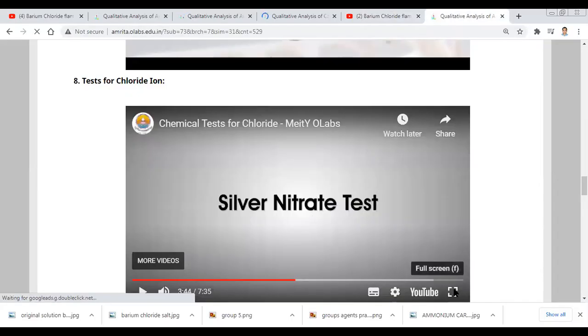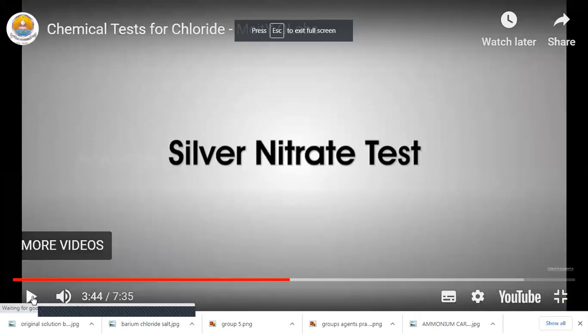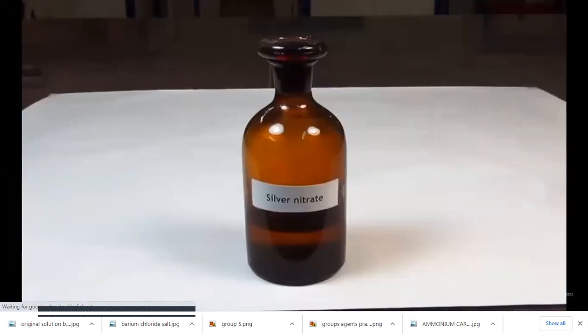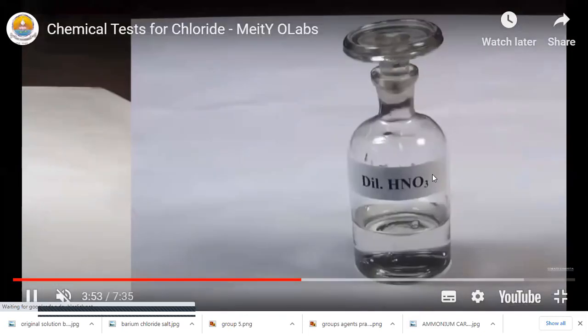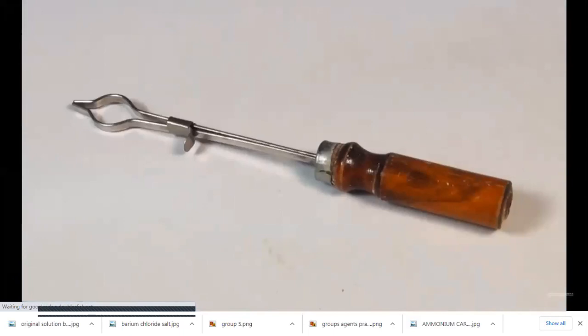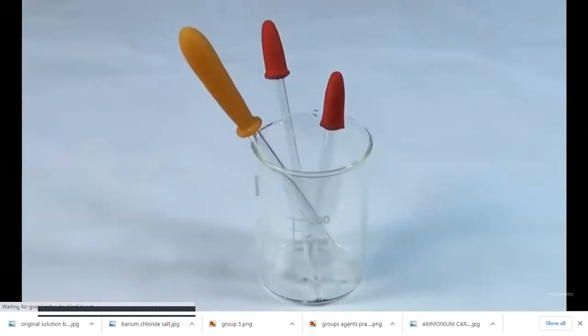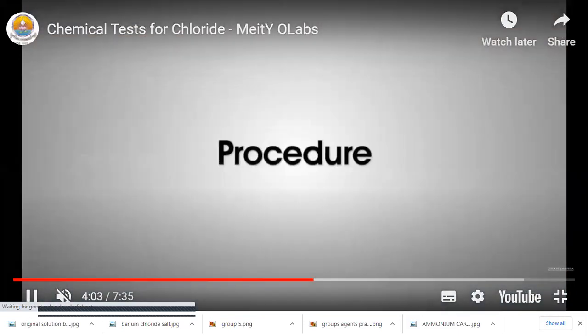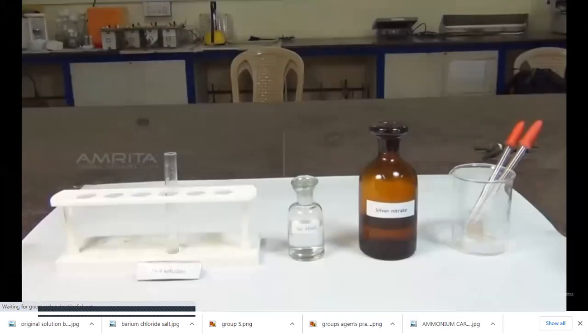Let us perform, my dear students, the silver nitrate test. In this silver nitrate test, the materials required are: we need a solution of salt in water, we need silver nitrate, we need dilute HNO3, we need various test tubes, a test tube holder, droppers, and a Bunsen burner. Now, how do we perform the test? Let us have a look.